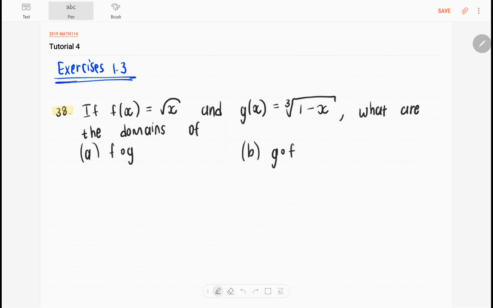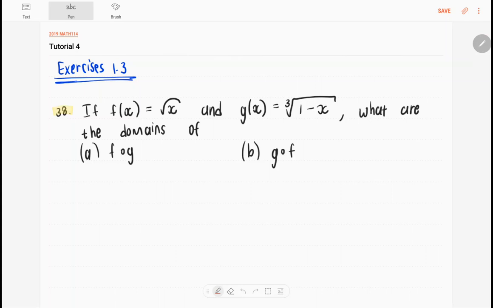We will firstly be looking at exercises under section 1.3 in your textbook. We are looking at number 38. It says, if f of x equals the square root of x and g of x equals the cube root of 1 minus x, what are the domains of A, f's composition with g, and b, g's composition with f?